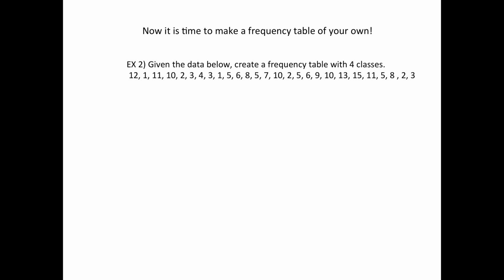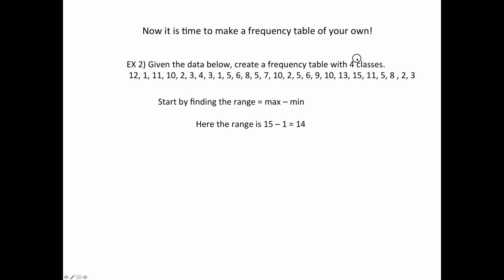So now we get to make a frequency table all on our own. So here is the data. No big story or anything to go along with it, just here's some numbers that I made up. So you start by finding what's called the range. And the range is the biggest score minus the smallest. So the biggest is 15 and the smallest is 1. So it's a range of 14.